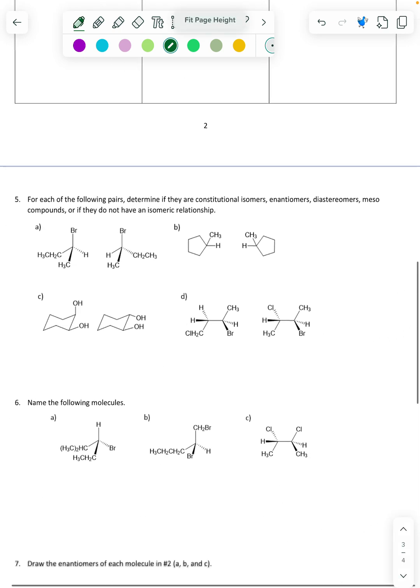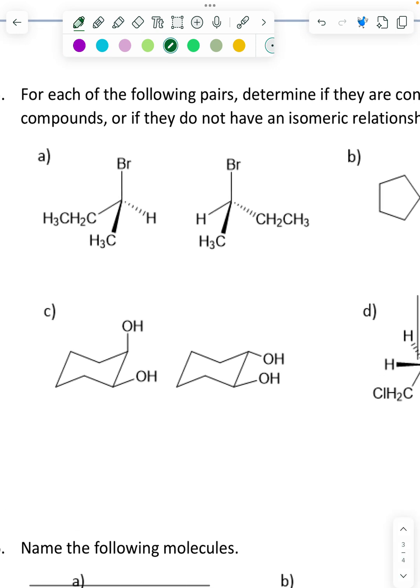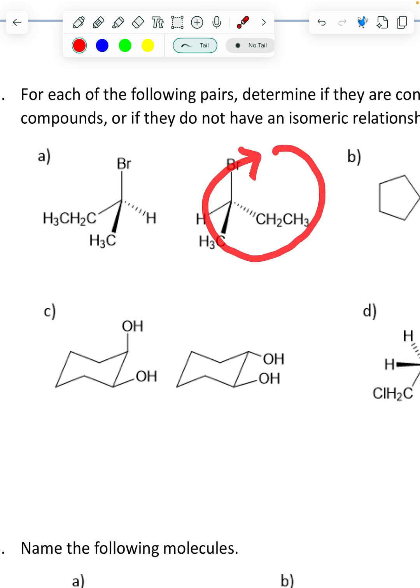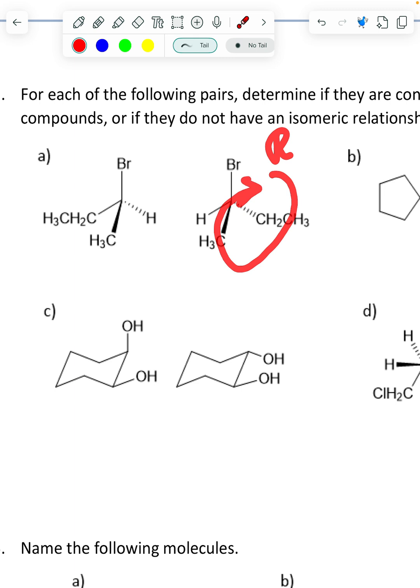So for this, we are determining if they are constitutional isomers, enantiomers, diastereomers, meso compounds, or if they do not have an isomeric relationship. So we're going to look at A real quick first. And we're going to determine if it's R or S. A quick trick that helps you remember is if we're doing clockwise, looking at a clock, it goes to the right. So clockwise is right, and right starts with an R. So if it's going this way, it's R.